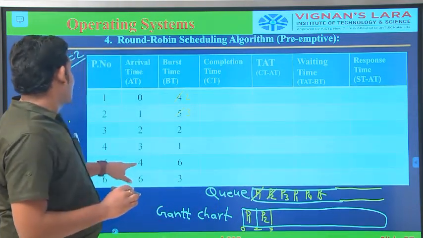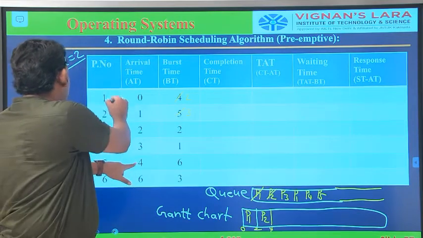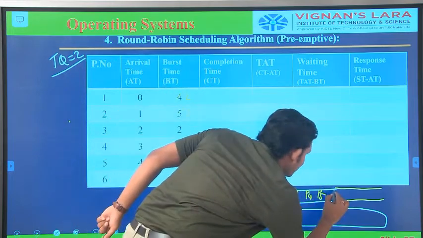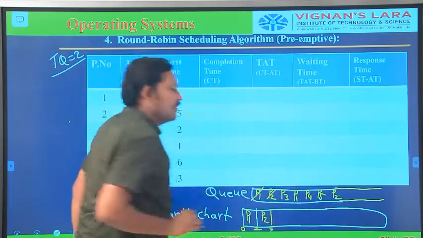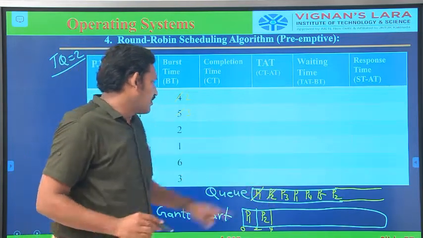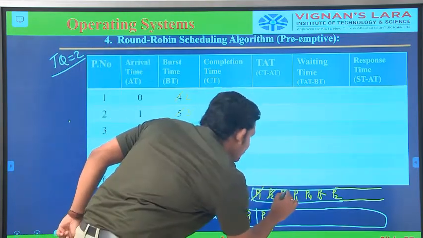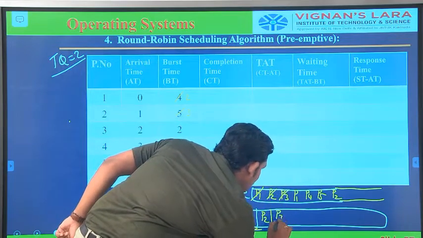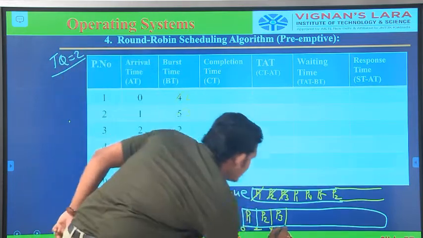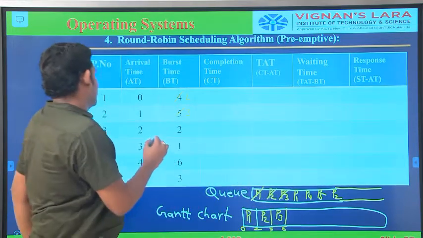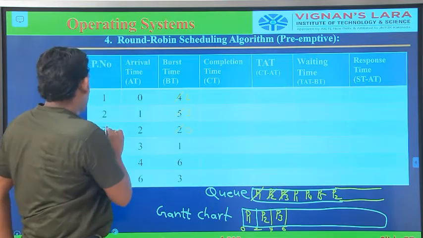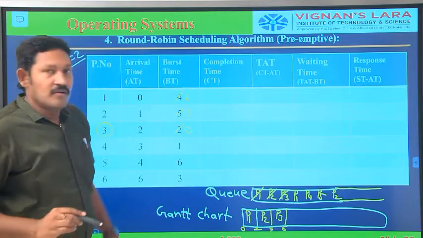Why? Because at time interval 4, what are the available processes? P1, 2, 3, 4, 5. P2 is not there in the queue, so we write P2. Now, next in the queue, P1 is over, P2 is over, next P3. We have to execute P3. For how many seconds? 6 seconds. So 4 plus 2, 6. It is executed for 2 seconds, now it will become 0. Thereby P3 is over.